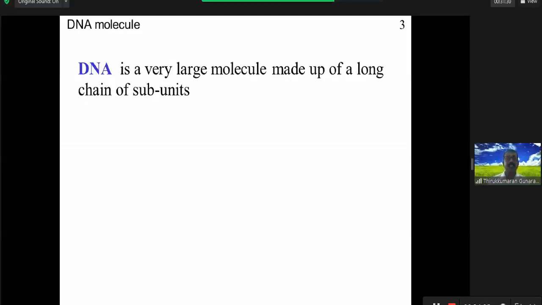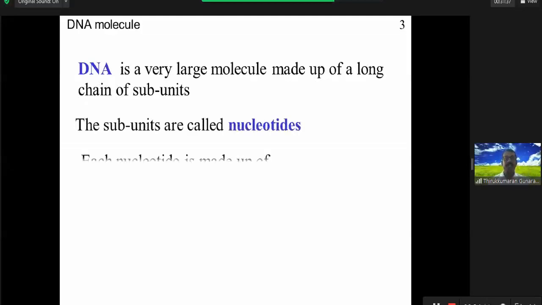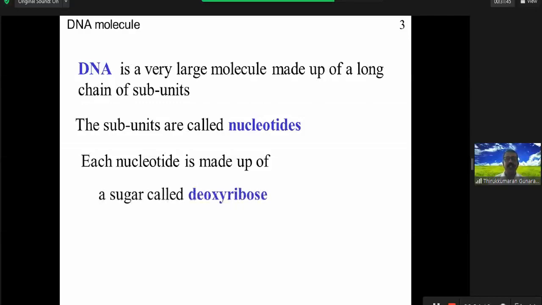Okay, DNA is a very large molecule made up of a long chain of subunits. What is within the DNA? The subunits are called nucleotides. I think you have heard about these names in A level. Each nucleotide is made up of a sugar called deoxyribose. That's one sugar. So within the nucleotide, there's a sugar.